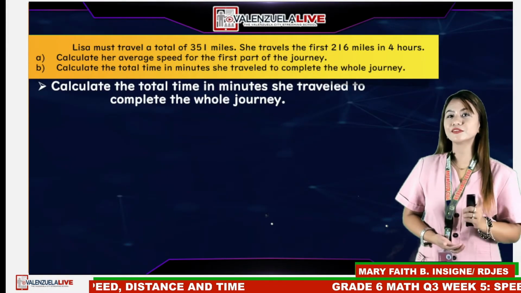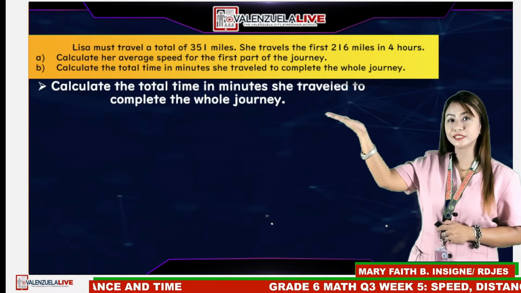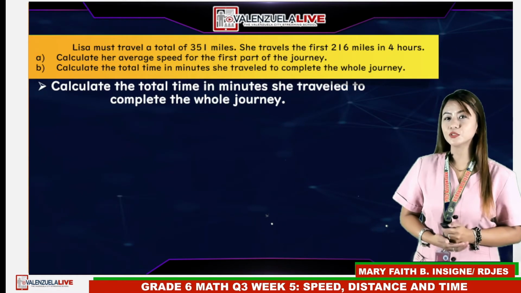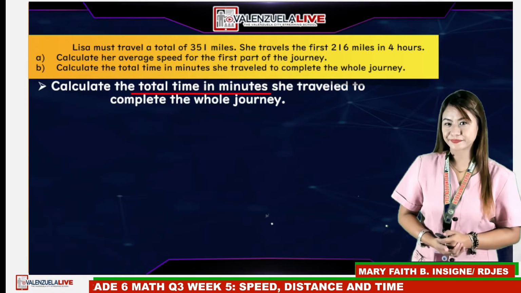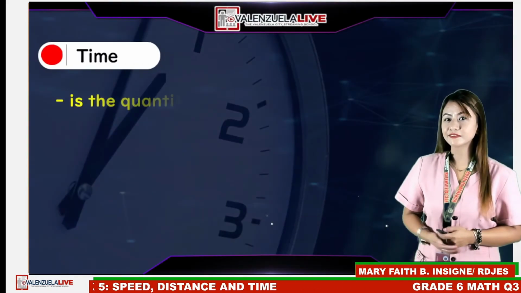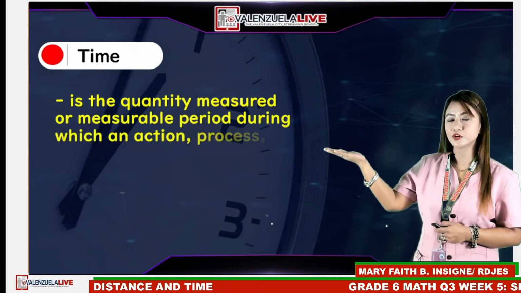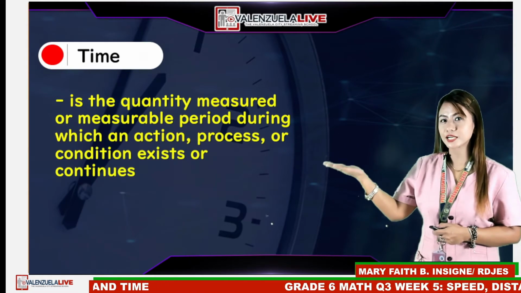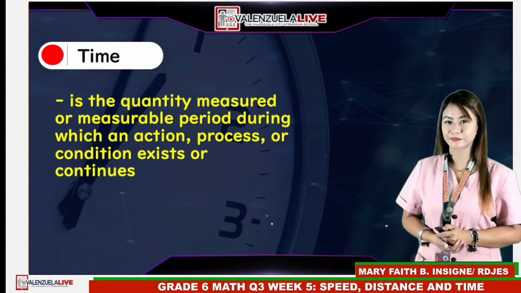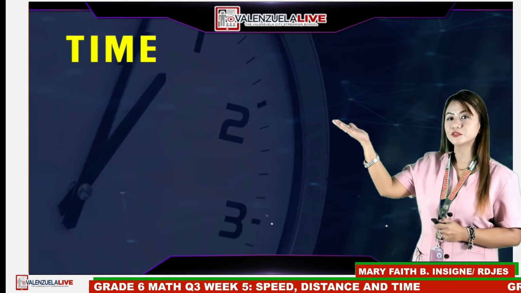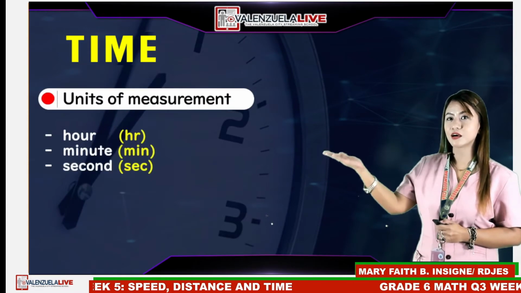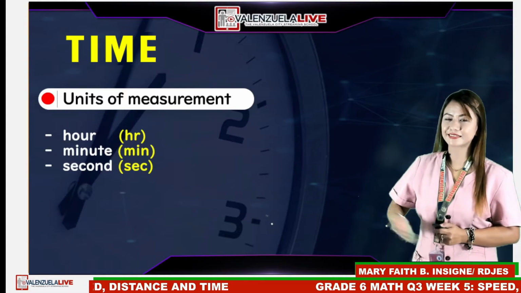Next, we need to calculate the total time in minutes she traveled the whole journey. Thus, we are looking for the time. But what is time? Time is a quantity measured or measurable period during which an action, process, or condition exists or continues. These are the common units used in time. So we have the hour, minute, and second.